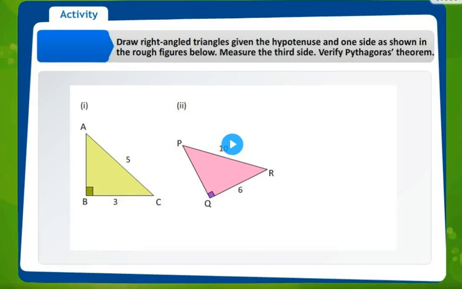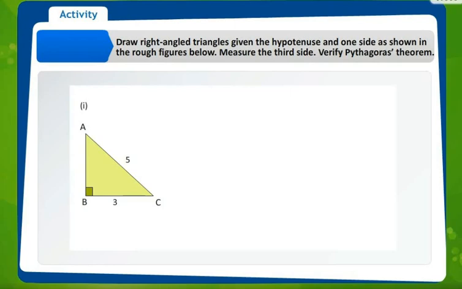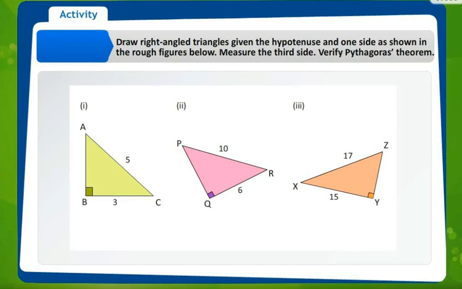Now, using the Pythagoras theorem, we will find the third side of the triangles. You can see a right angle triangle ABC. AC is the hypotenuse, BC is given, you have to find AB. For the second sum, PQ is given, QR is given, you have to find the third side. Now we will measure the third side. XZ is given, XY is given, and you have to find ZY. Now, how do we verify the Pythagoras theorem?